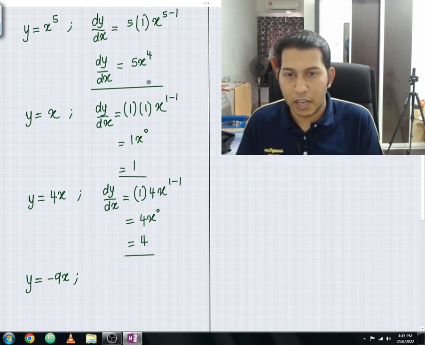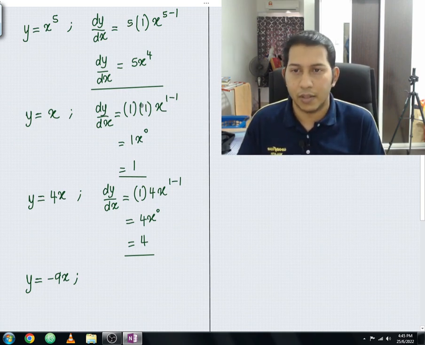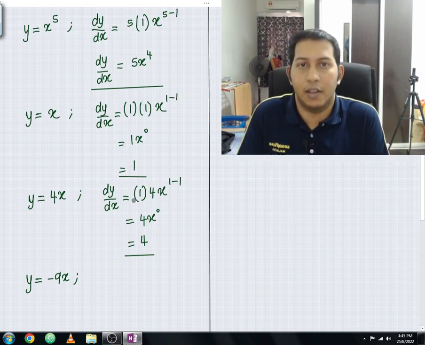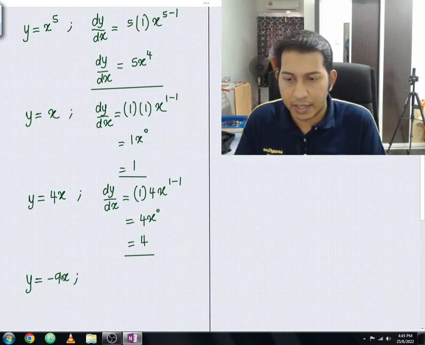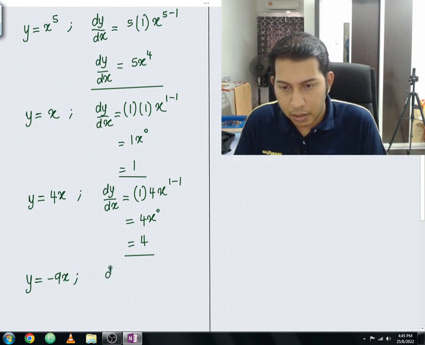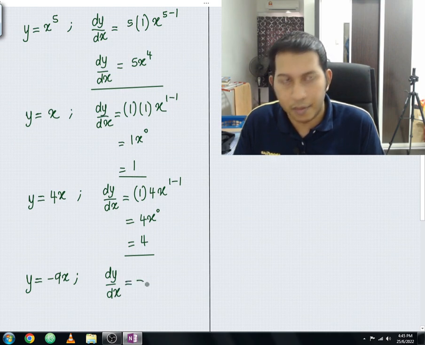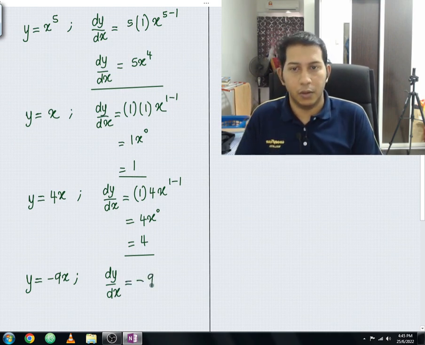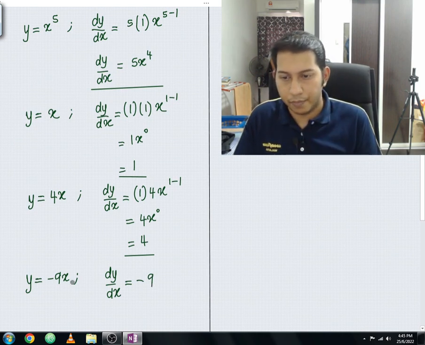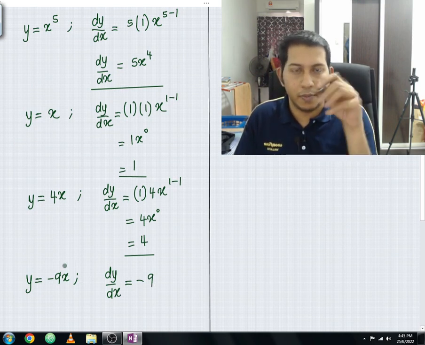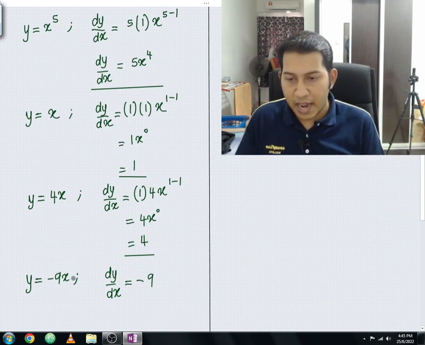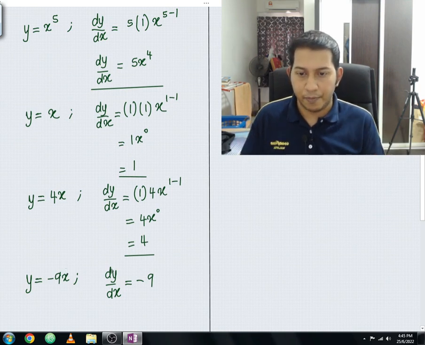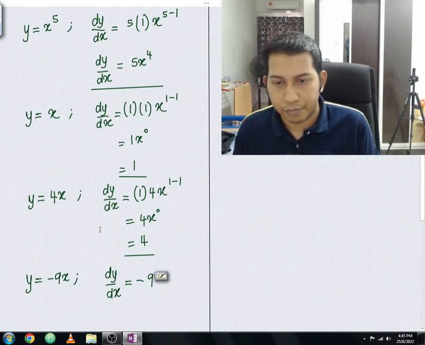Simple as that. You don't need to perform these long working steps. This is for your understanding. I'm basically teaching you how to do this. So y equals negative 9x. When you differentiate this, dy over dx will be equal to negative 9. The power 1 you minus 1, it will become 0. So negative 9 times 1 is negative 9. So anything that has a power of 1, when you differentiate it, you always get a constant.